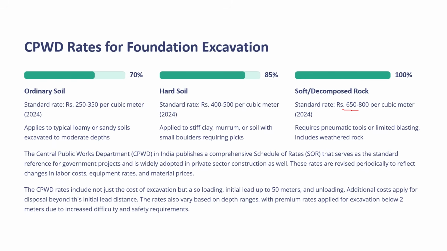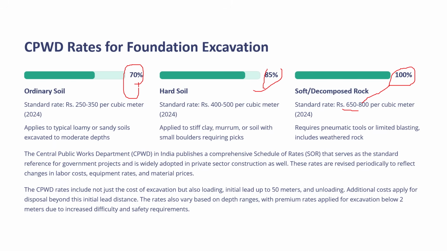So we can say that 100% rate we will assume as 650 to 800, and in case of hard soil, the rate is approximately 85%, and for ordinary soil, the rate is approximately 70%.